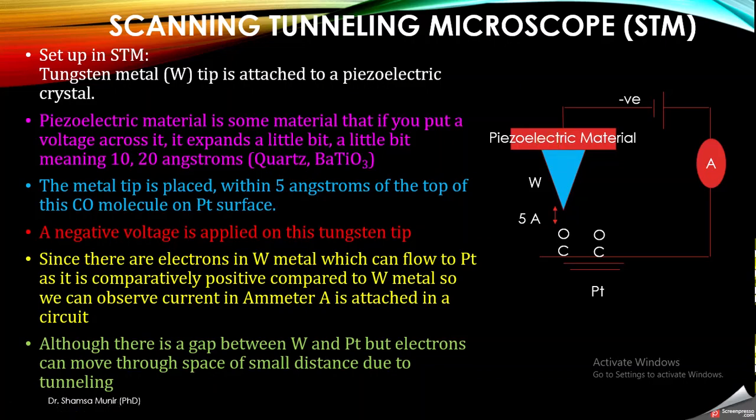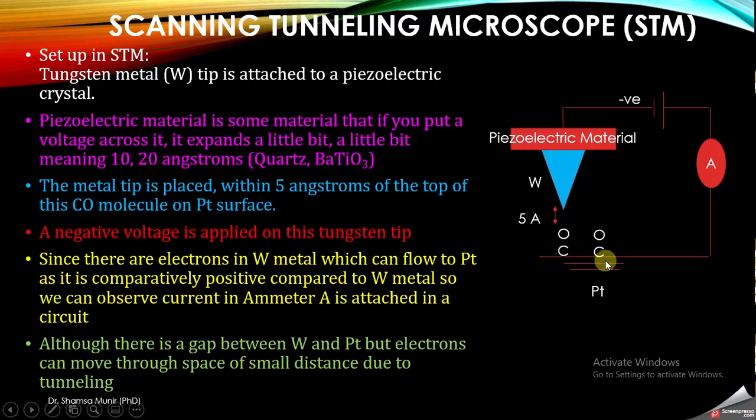So what happens in the scanning tunneling microscope? Let's suppose we have a platinum surface onto which we have CO molecules that are adsorbed, and we want to see the shape of these atoms, these oxygen atoms on the top. In this microscope, we apply a negative potential to this tungsten metal, and because you know that this is a metal and it has free electrons in it, if we apply the negative potential to it, these electrons will get more energy and they will want to move to the lower energy states.